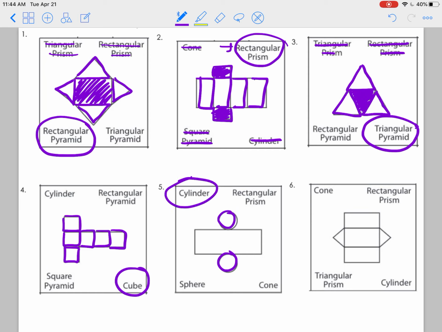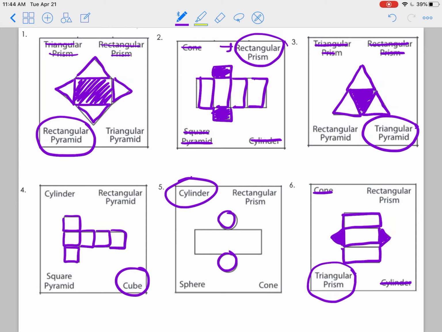Okay. Number 6, again, this is a little bit tricky because it has rectangles and it has triangles, but if we look closely, it's got rectangular sides. So I know it's some sort of prism. It's not a cone, it's not a cylinder. It is some type of prism. Prisms are named by their ends, okay? If we look, our ends here are triangles. So it is a triangular prism, okay? So there is 1 through 6.